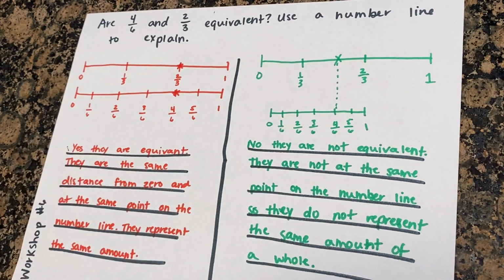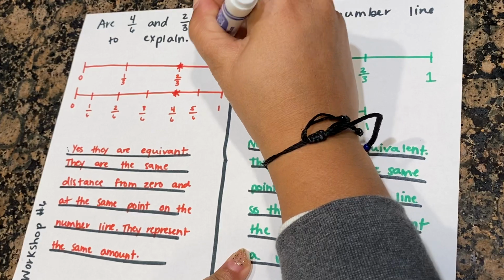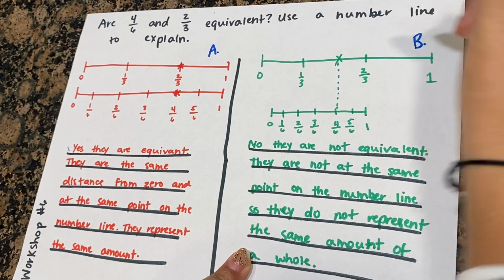Student B says, no, they are not equivalent. They are not at the same point on the number line, so they do not represent the same amount of the whole. Who do you think is right? Student A or student B?